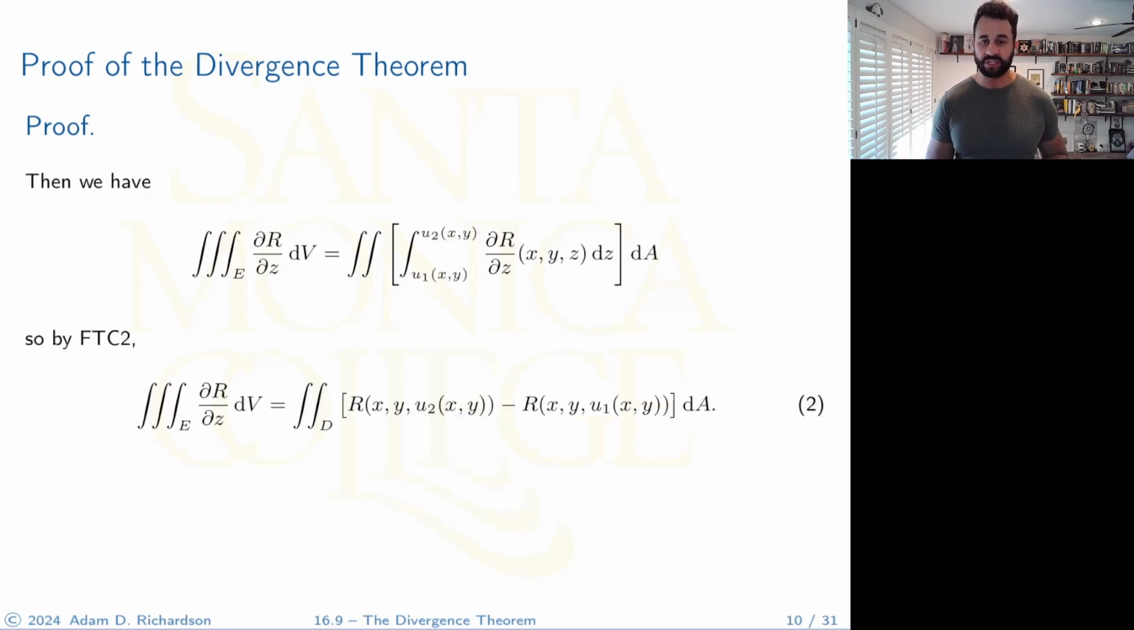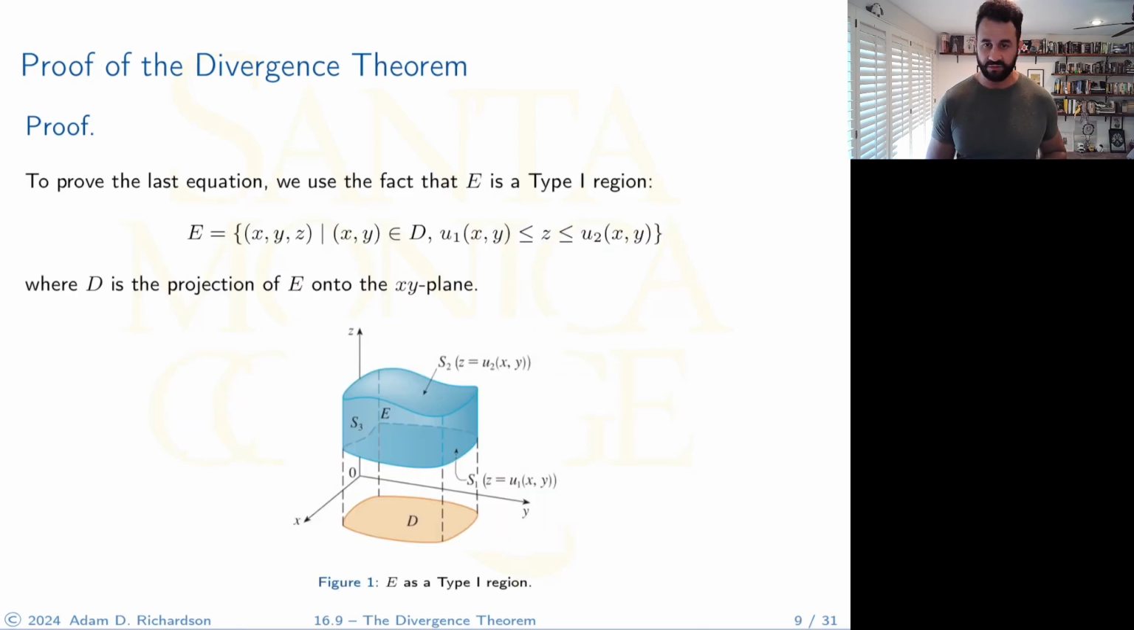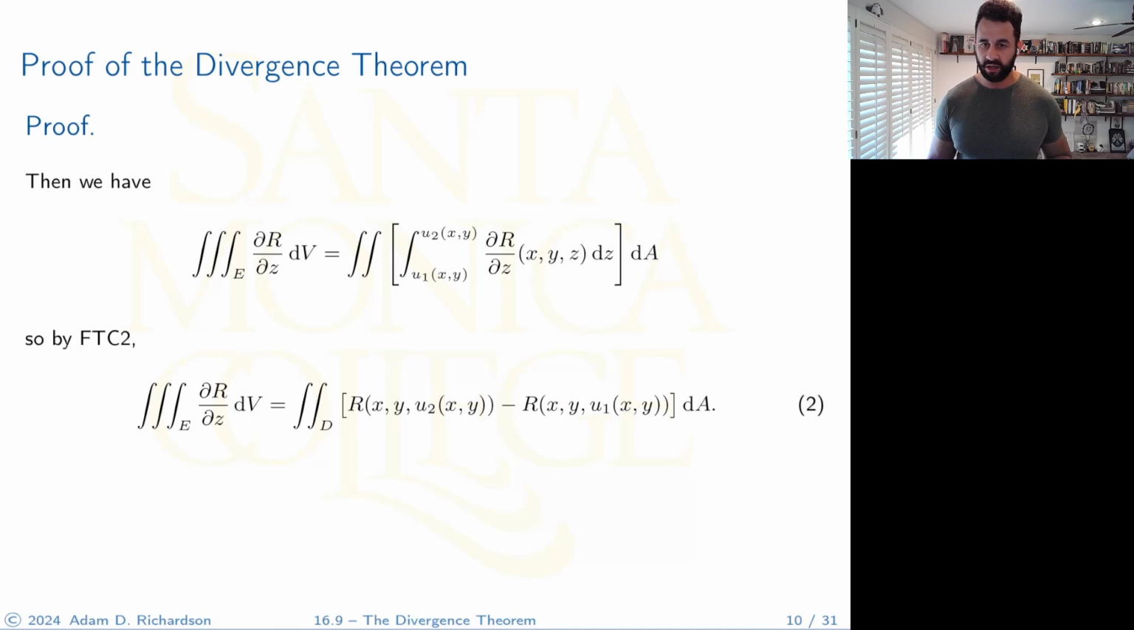Now we have to look at the surface of E. Now we can rewrite this triple integral like so, because we're viewing E as a type 1 region. We can iterate the integral, integrating between these two surfaces, and then we'll be left with a double integral after that. By FTC2, a simple application yields this: R of x, y, and u2 evaluated at x, y, minus R of x, y, and u1 evaluated at x and y. Hold this equation in your mind, or just hold it on the slides for a minute. We're going to refer back to it.